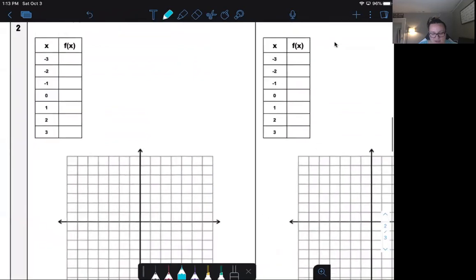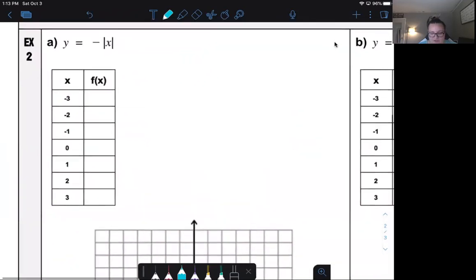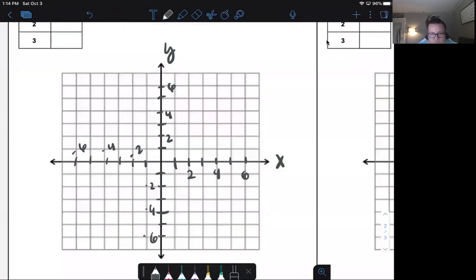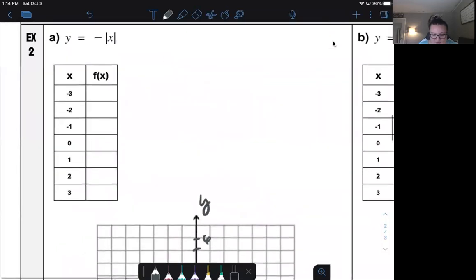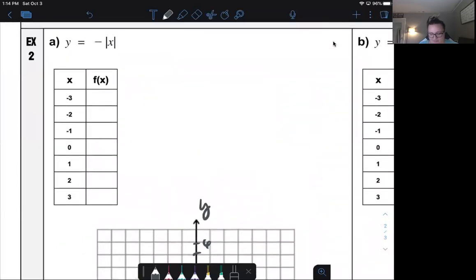So example 2 has you graph absolute value functions by using a table of values. So we're going to plug a bunch of x values into this function, and then we're going to have a bunch of points, and we're going to graph those points. So the first thing we obviously need to do is go ahead and label our graph. So why don't we do that real quick? All right, I just used some magic and labeled my graph real quick.